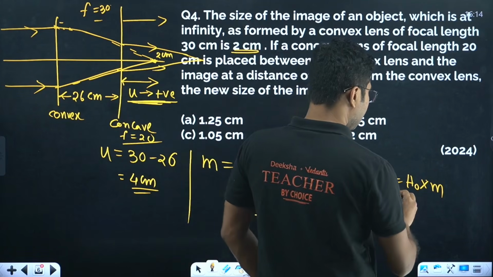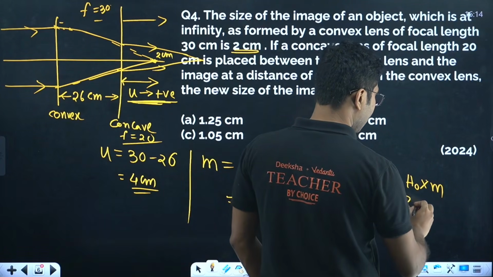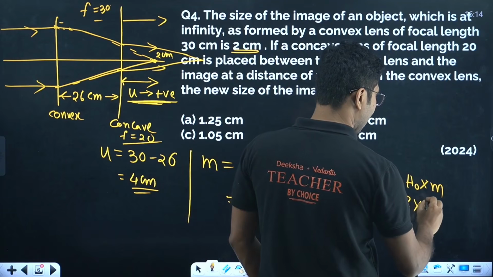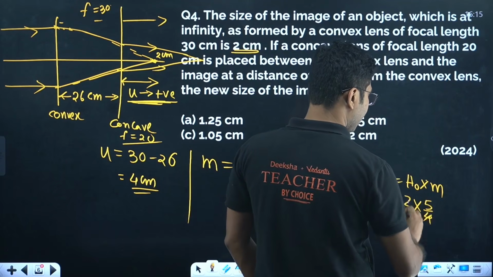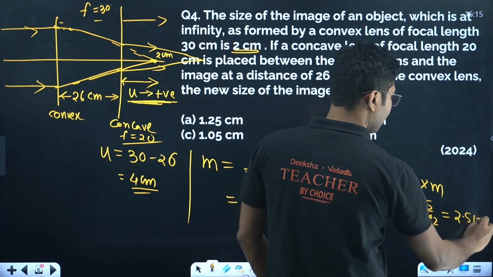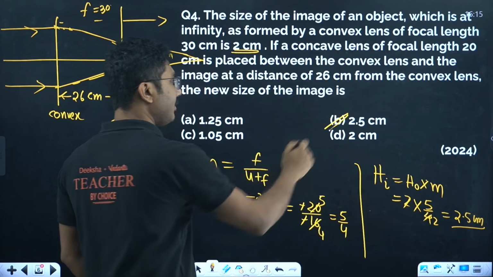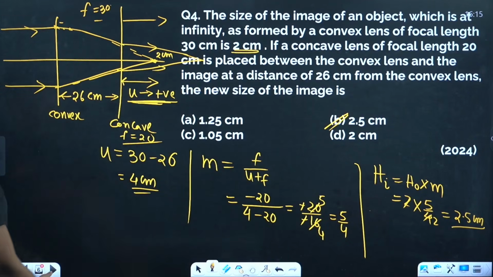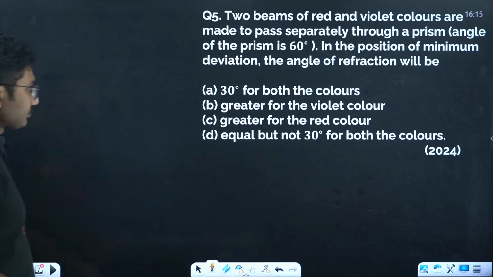So h naught is given here 2 centimeter, and m we have calculated 5 by 4. So they cancel and we get 5 by 2, that is 2.5 centimeter. So the final image size will be 2.5 centimeter. Very easy. Again we use the same formula.